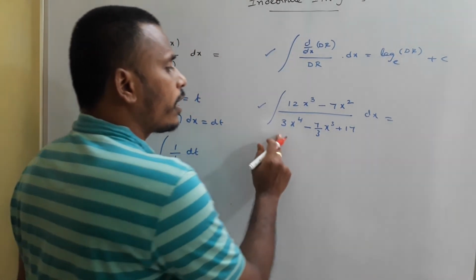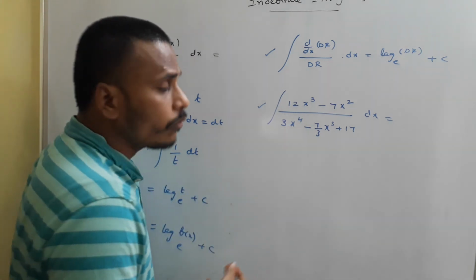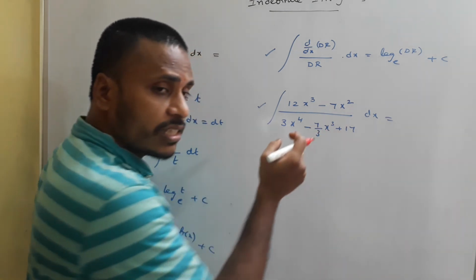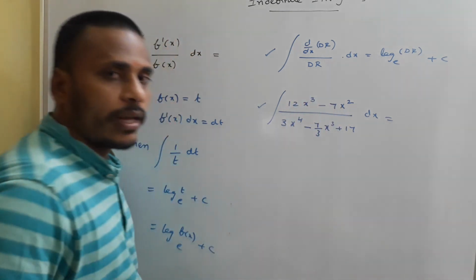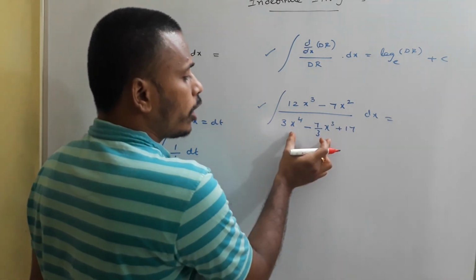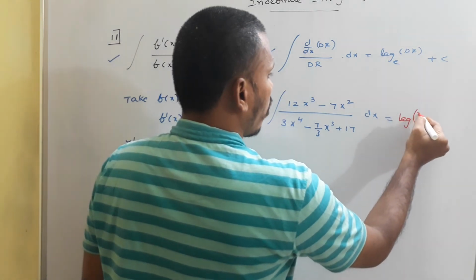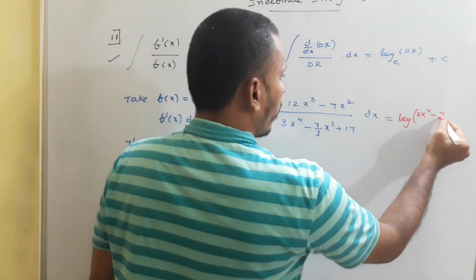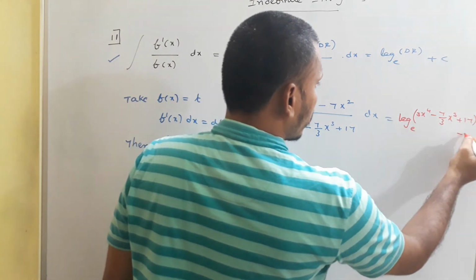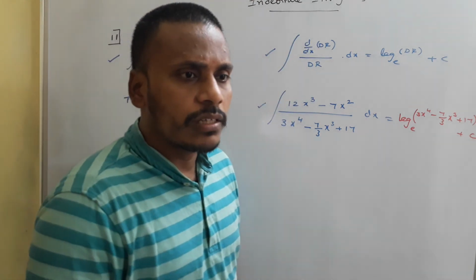If this denominator is t, its derivative is in the numerator. For 3x power 4, the derivative is 12x cube. For 7 by 3 x cube, since the derivative of x cube is 3x square, it gives minus 7x square in the numerator. For 17, the derivative is 0. So finally, the answer is the logarithm of 3x power 4 minus 7 by 3 x cube plus 17 to the base e plus c. That's the point. In the same way it is easy to answer many questions.